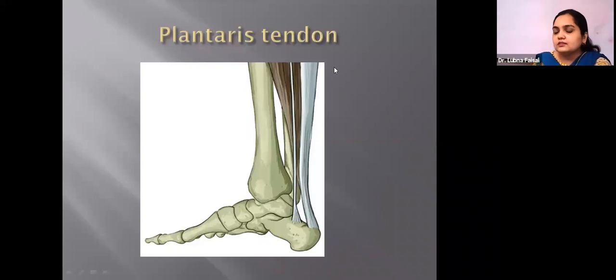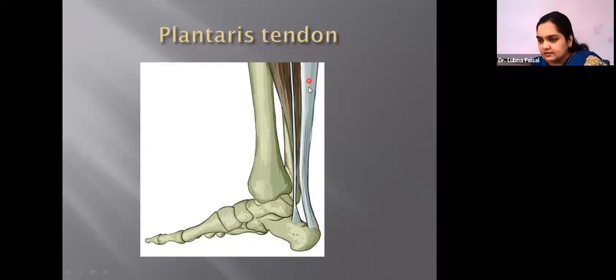Now, this is a beautiful slide showing the separate tendon for the plantaris. Somebody asked me in the chat box in my previous lecture regarding the plantaris. That's why I put this slide regarding the plantaris and the calcaneal tendon. So here you can easily identify that there is a separate tendon for the plantaris and for the Achilles tendon, or we can term it the calcaneal tendon.